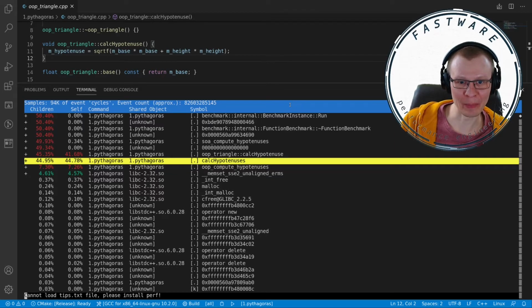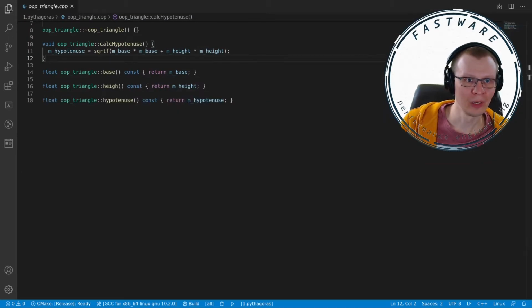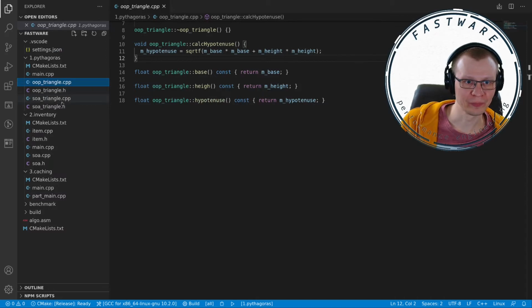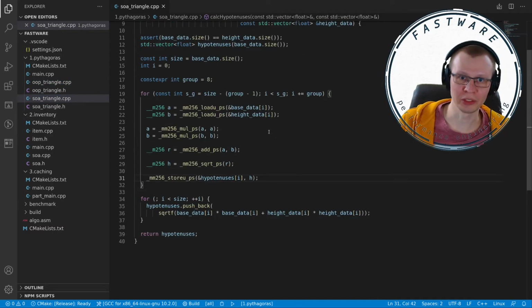hypotenuses, which is the data-oriented approach, and the data is stored in the SOA form. Now let's have a look real quick at that implementation. So we have SOA triangle, and here we have a little implementation.